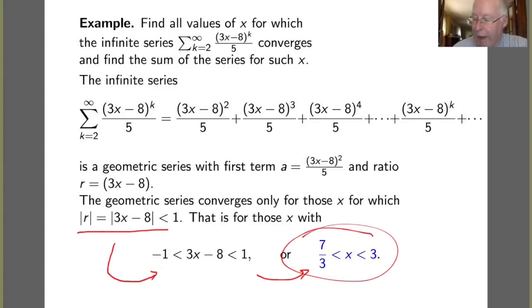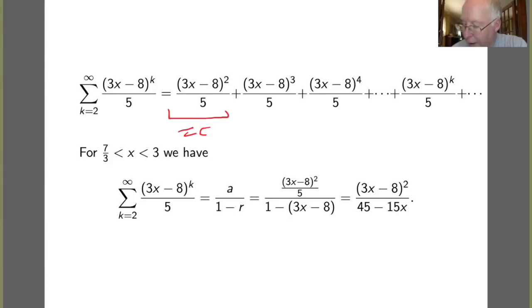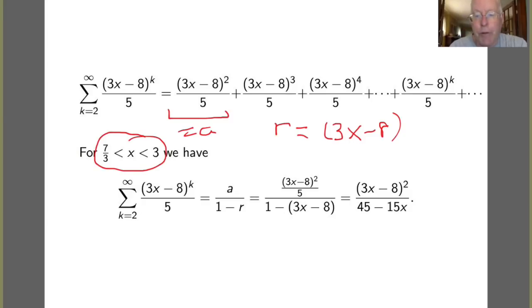Now, assuming we have such an x, we can sum the series. So again, here's the geometric series we're looking at. Here's the first term, there's the a. And of course, the ratio, again, is 3x minus 8. We're going to assume x is between 7/3 and 3 so that r is less than 1 in absolute value. In that case, the infinite series sums to a over 1 minus r.